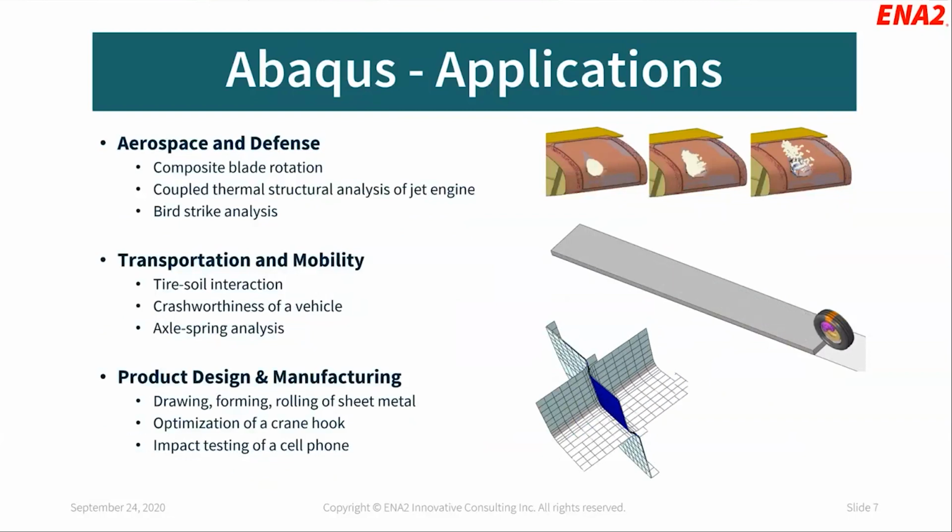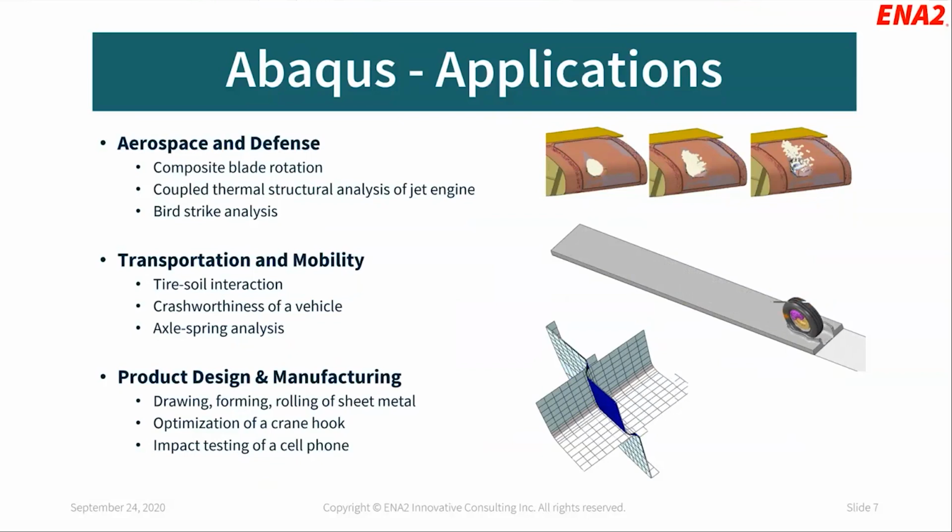In the transportation industry, Abaqus can be used to perform analysis on vehicular components. For example, you can perform a crash test on a car to see how it crumples and buckles under different velocities. And you can perform dynamic stress analysis on a suspension system subject to road irregularities. And also, you can do tire-soil interaction to find out how effective your tread design is under poor surface conditions, like you see in the middle picture.